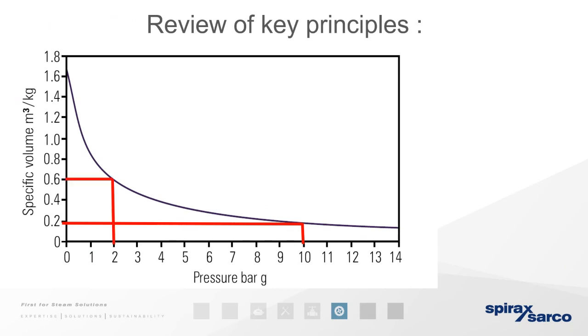But once we reduce that pressure down to 2 bar, we can see that this volume now changed dramatically to 0.603 meters cubed per kilogram. But what we also know is that when steam gives up its latent heat, we are left with condensate containing sensible heat. At the same time, the temperature and the pressure is that of steam.